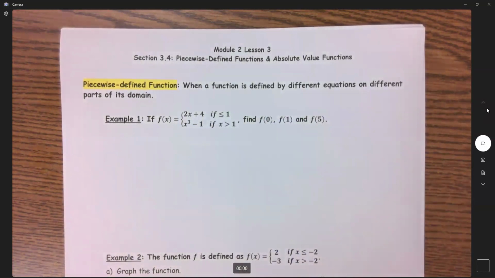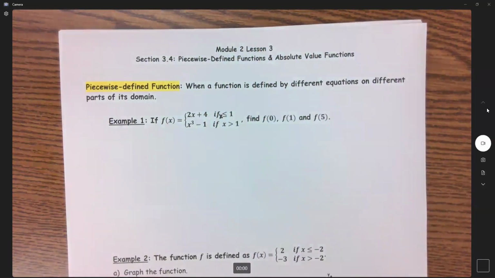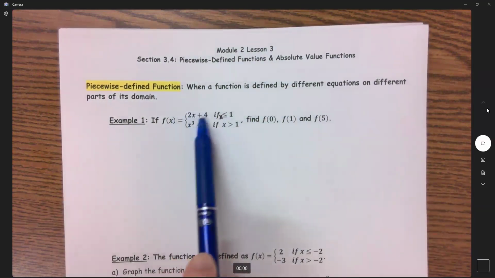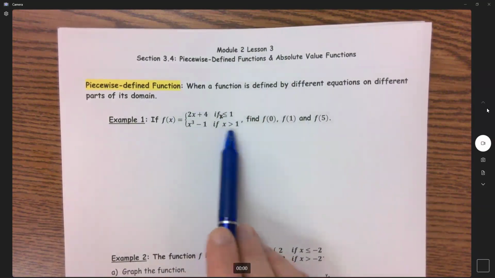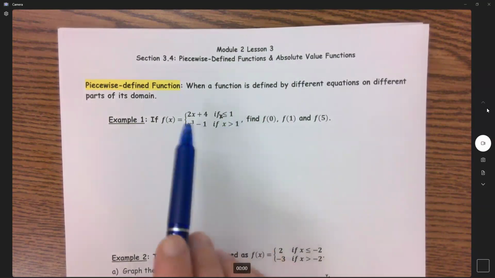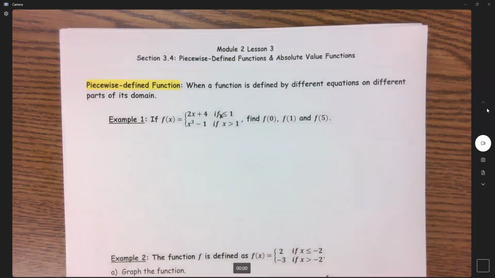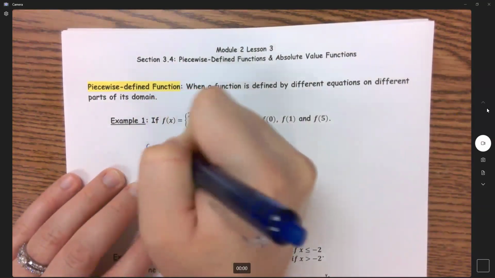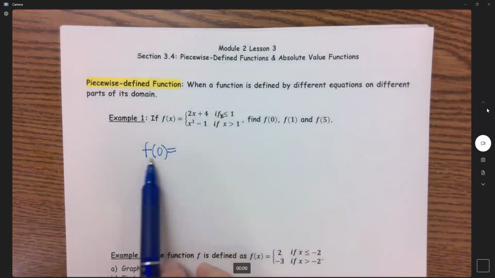It looks like I forgot an x in here, but if x is less than or equal to 1, then we're going to use this linear equation right here. And if x is anything greater than 1, then I'm going to be using this cubic equation here. So for my first one, if I have f of 0, well, what part of its domain is that meeting the criteria?